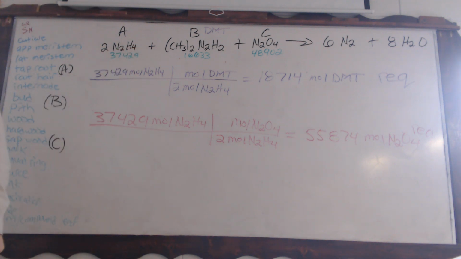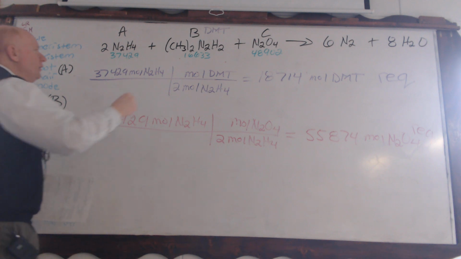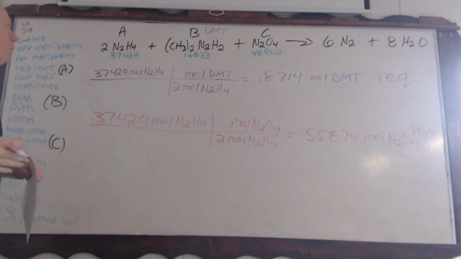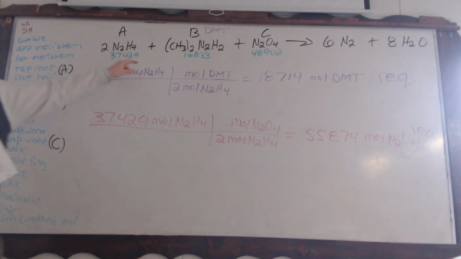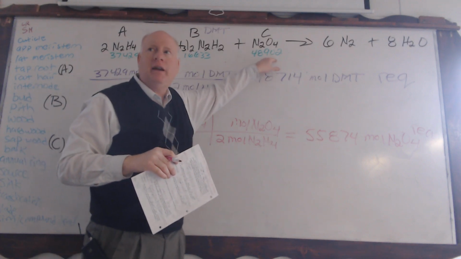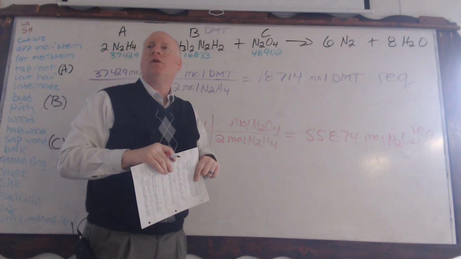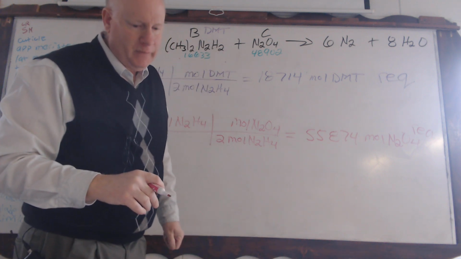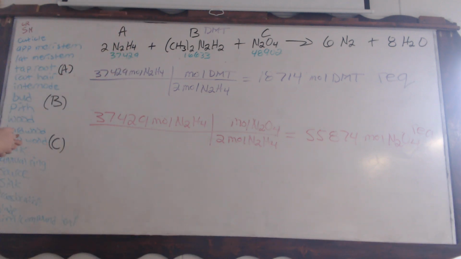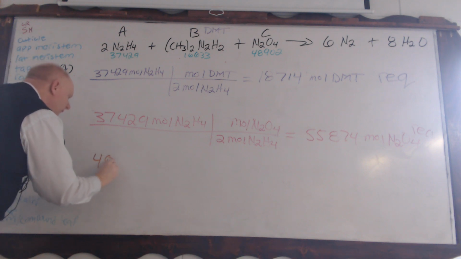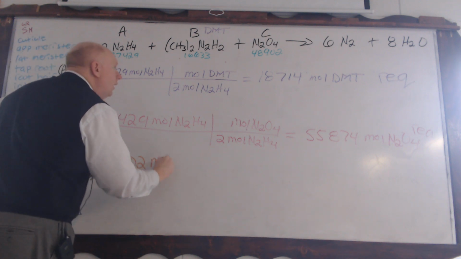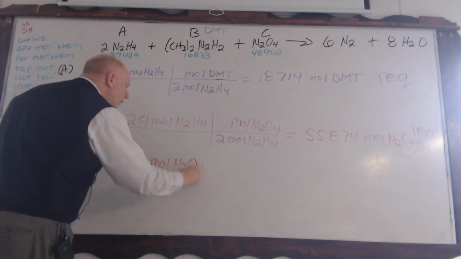Okay, so maybe it seems a little redundant, but what you can do is go from B to A. Now you might say, well, we've done that already, but you haven't done it with either of these numbers. So we'll just go from C to A, because I don't like writing this whole long thing out. So we're going to put 48,902, and that's moles of N2O4.